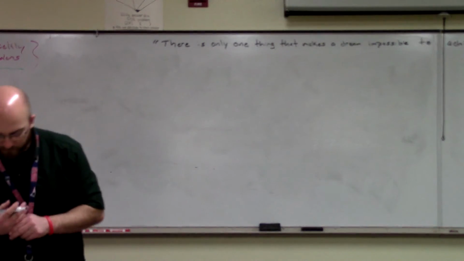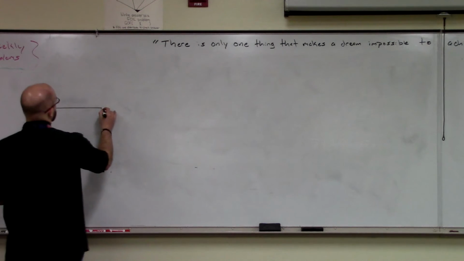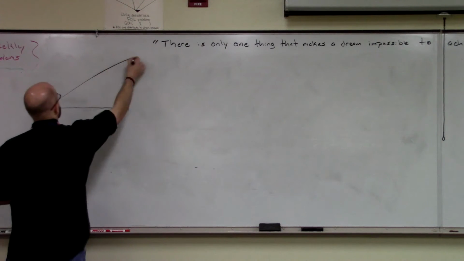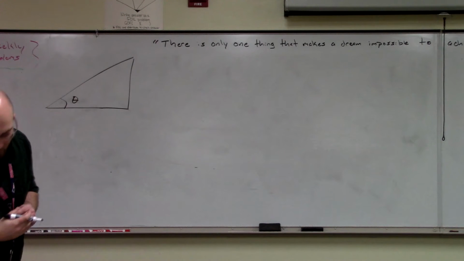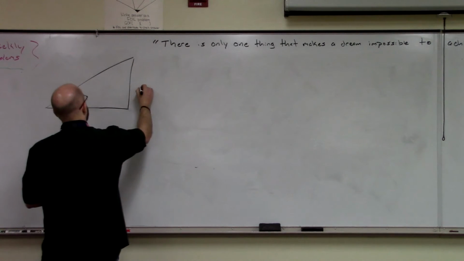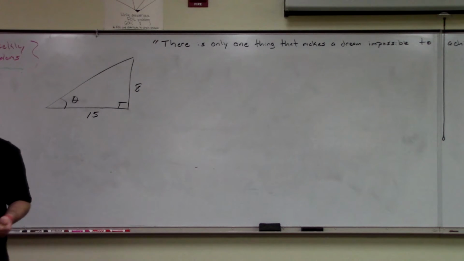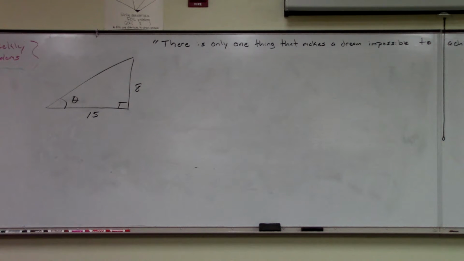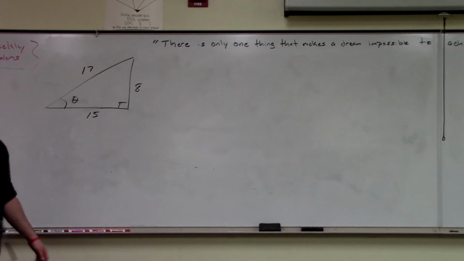It gives us a picture. We have that, and then 8, 15, that's right. And so we have to find the other side, which is do Pythagorean theorem again. And we get 17.